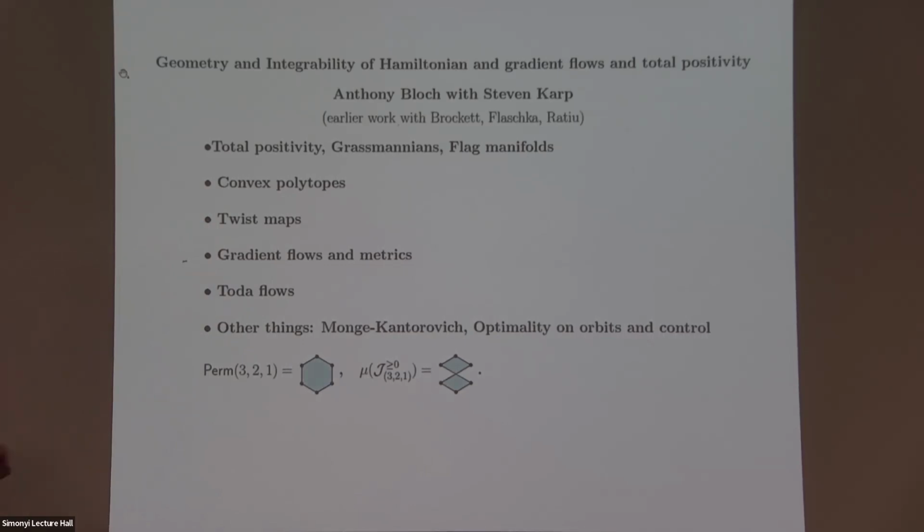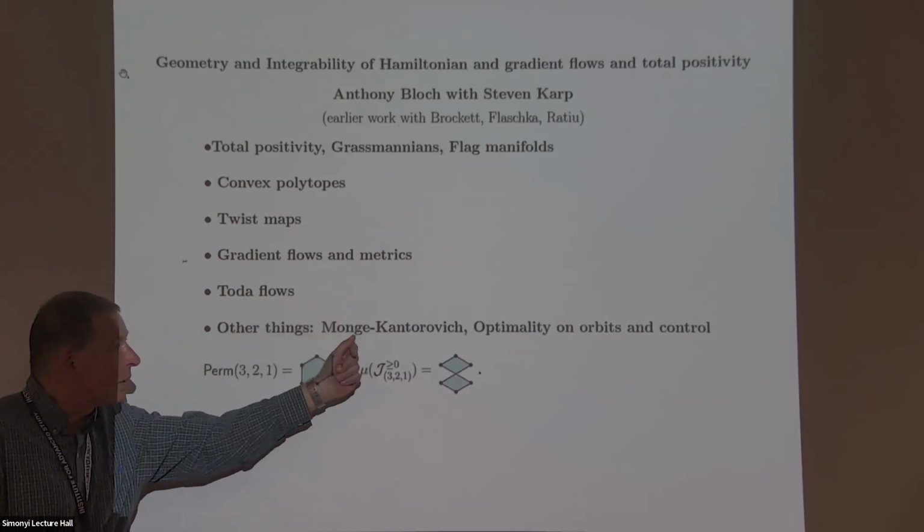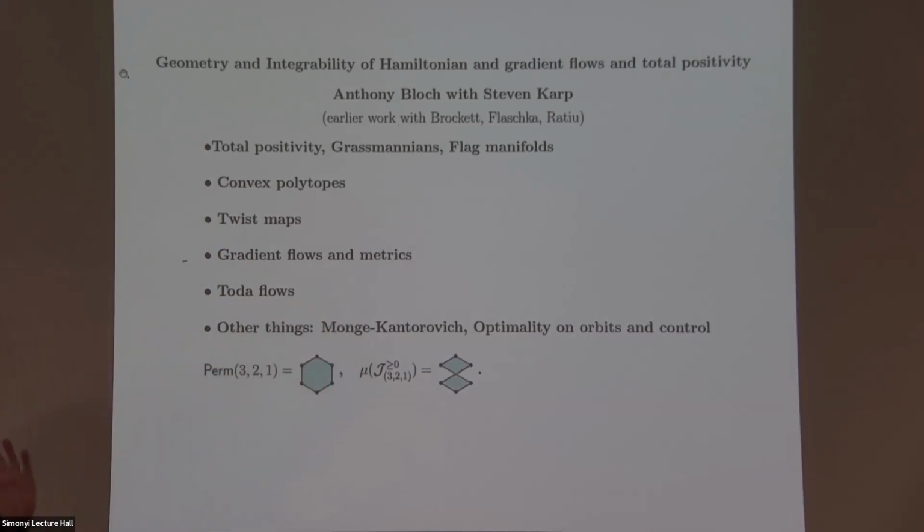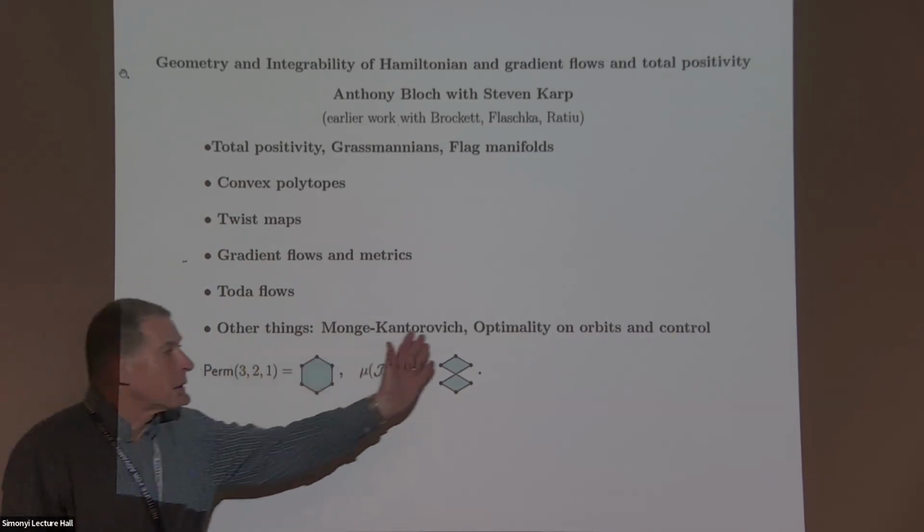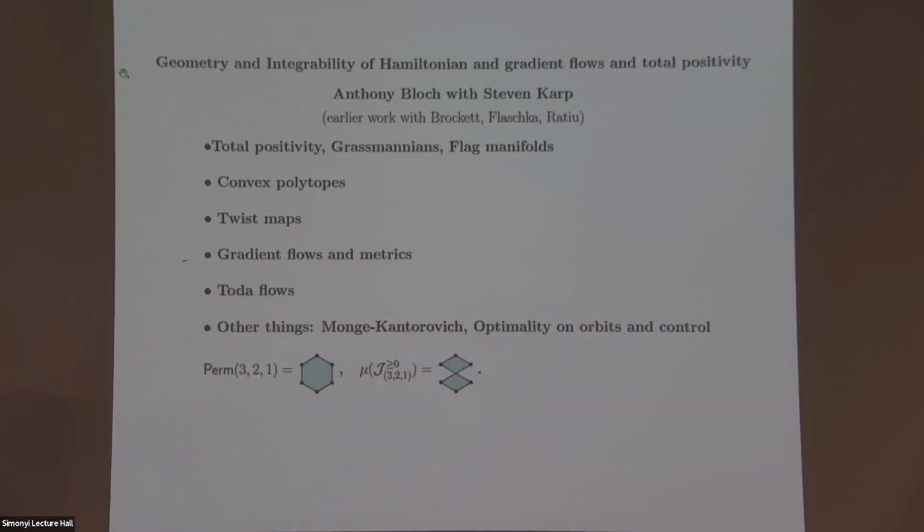One of the interesting things about the Toda lattice flow, a flow on a one-dimensional lattice, is that it has a kind of dual Hamiltonian and gradient character. And it's that gradient character that enabled us to say something about the topology of these manifolds. Finally, if I have time, I'll say a little bit more about some other applications, some recent work on Monge-Kantorovich, which is optimal transport, and optimality on orbits in relationship to control theory.